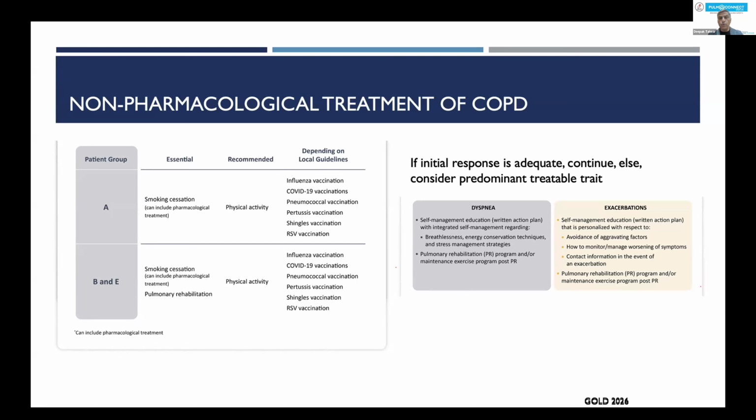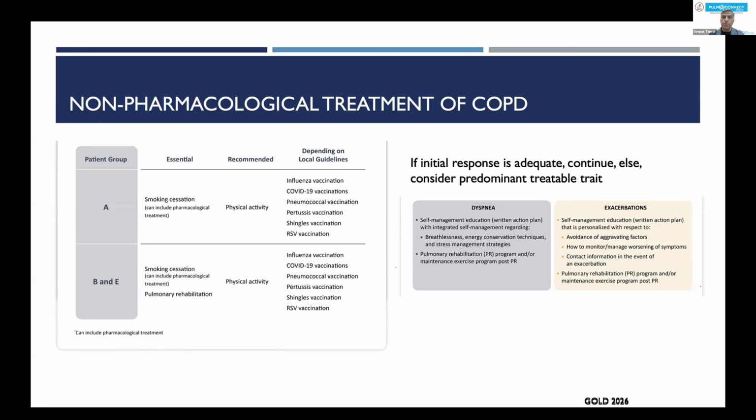Beyond that, it is improving their physical activity. So you tell them to be more physically active and participate in exercise activities, and of course those patients who are symptomatic in B and E groups will require formal pulmonary rehabilitation enrollment as well as participation in rehabilitation programs.